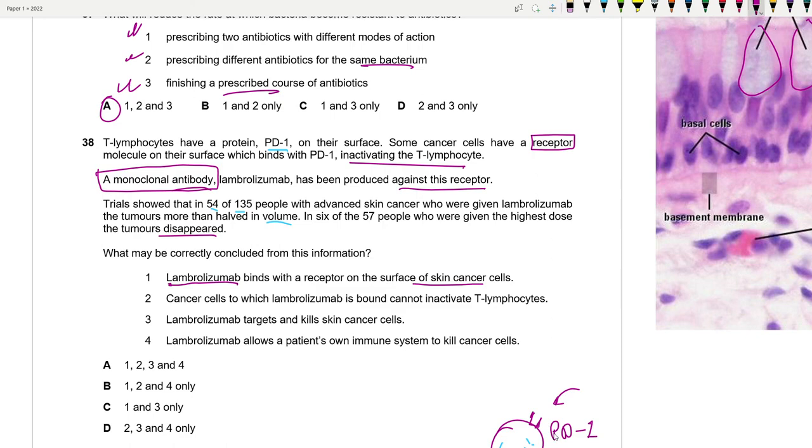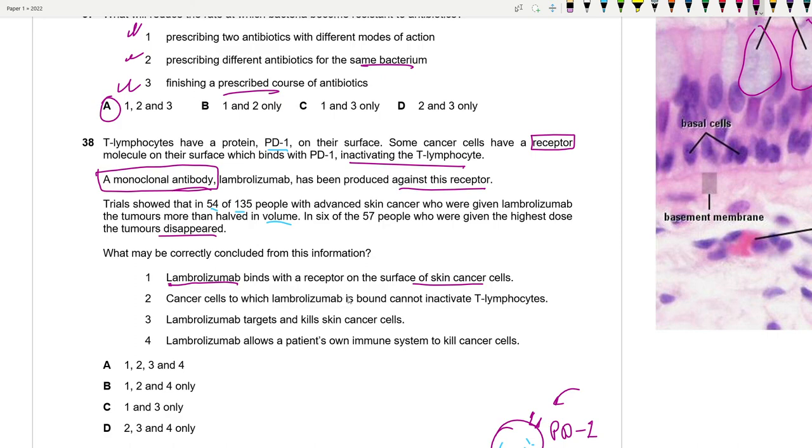So this is the receptor on the lymphocyte. Sorry, the protein PD-1, and this is the receptor on the cancer cell. So the monoclonal antibody pembrolizumab is the drug which binds to the receptor on the cancer cell. As a result, the cancer cell can no longer bind to PD-1 on the lymphocyte, and the cancer cannot inactivate the lymphocyte. So that's how it works.